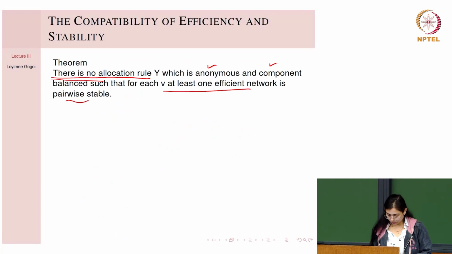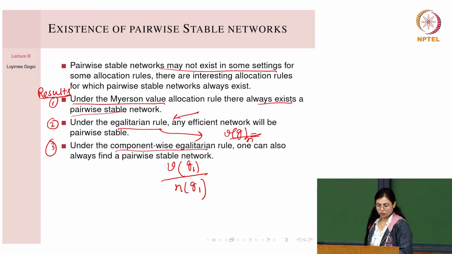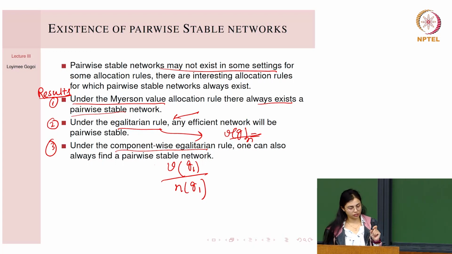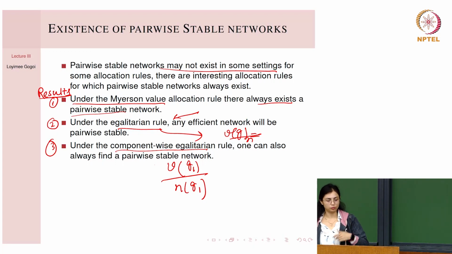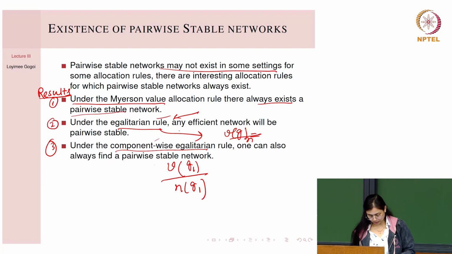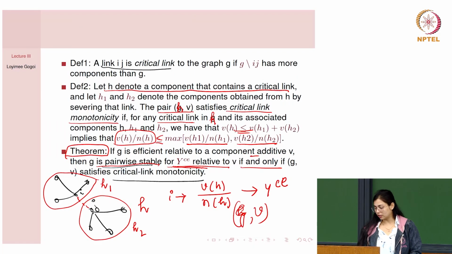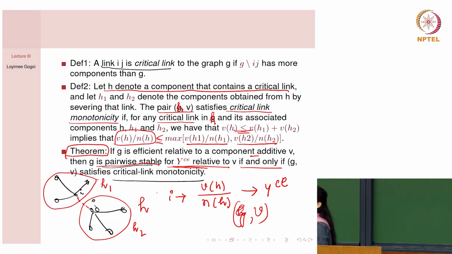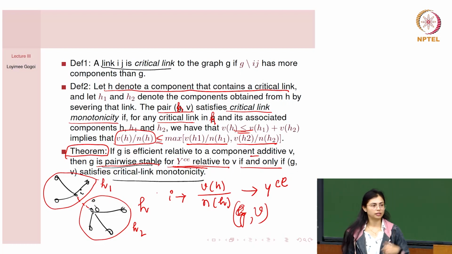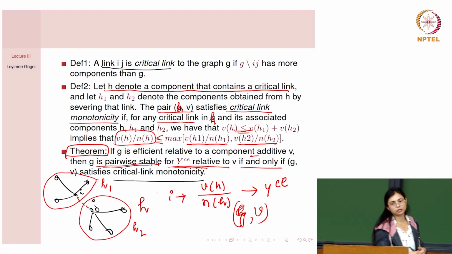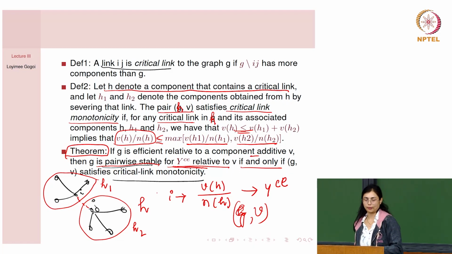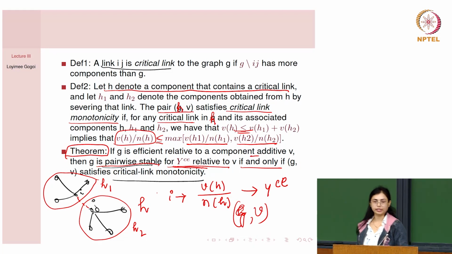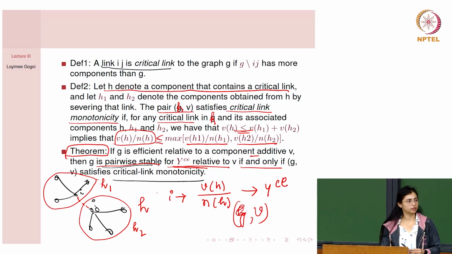Right. So earlier we have this allocation rule. Under this allocation rule, there always exists a one efficient network that is pairwise stable, for Myerson value, egalitarian and component-wise. But here we have this only for the component-wise egalitarian rule. We can't say a similar kind of theorem in the case of other axioms like Myerson or component balance, or Myerson and egalitarian rule. We can say it only for this particular allocation rule.